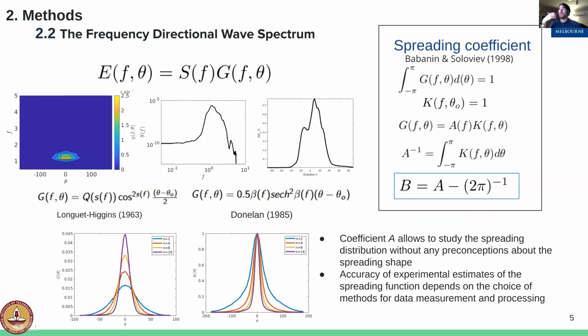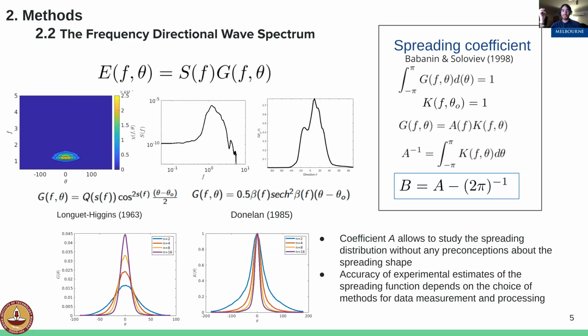So how do we look at the directionality of waves? We jump into the frequency directional wave spectrum. Mathematically, we can express the directional wave spectrum as a product of two functions, like we saw with Daniel, which is the 1D frequency spectrum times a spreading distribution function. The first one tells us the amplitudes of the waves for each frequency component. And the second one tells us the direction of propagation of each component. We're going to focus mainly on the second one, the spreading function.